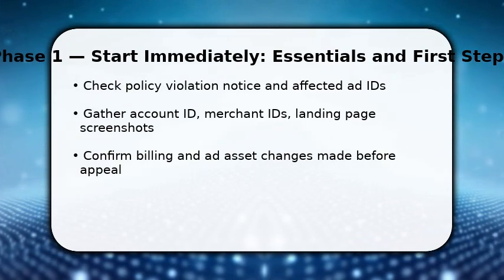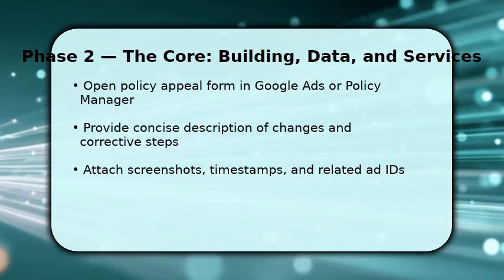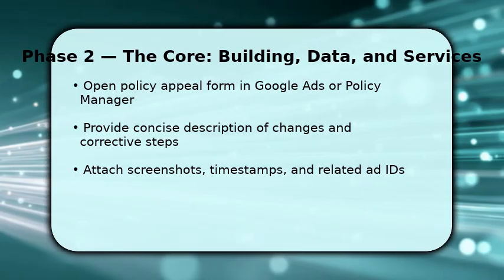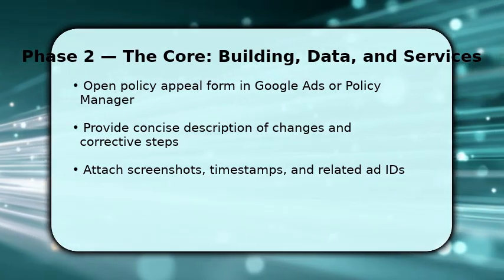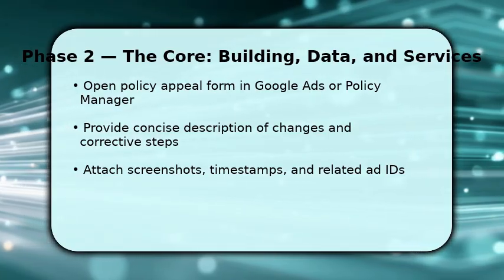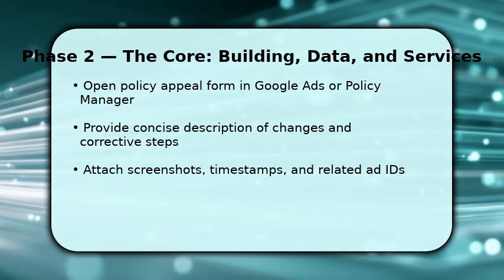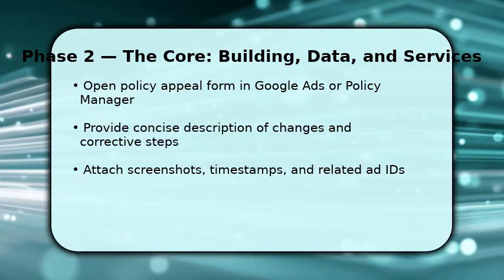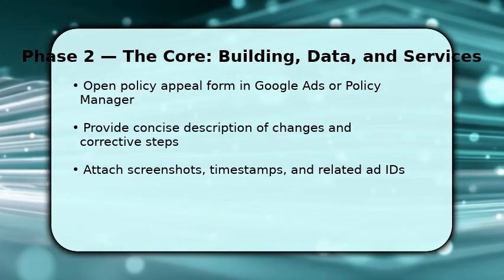Now you complete the appeal form in Google Ads or Policy Manager. You'll state precisely what violated the policy, and more importantly, the corrective actions you took and when. Describe changes in clear, step-by-step terms, and attach those screenshots and timestamps so reviewers verify fixes quickly.